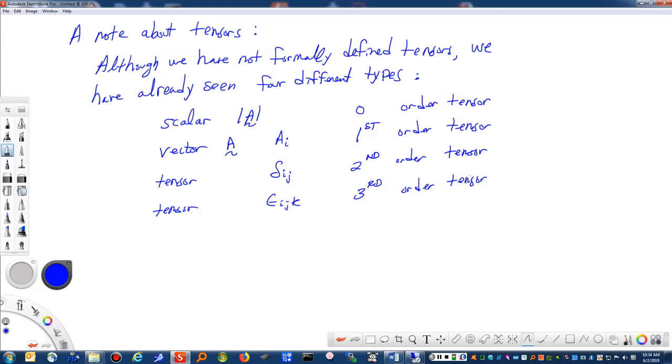And in fact, the number of subscripts will identify the order. Just because it has subscripts, it may not be a tensor. There's other properties it has to possess. But if you know it's a tensor, you can identify the order based on the number of subscripts. And then the components are given by 3 to the order.